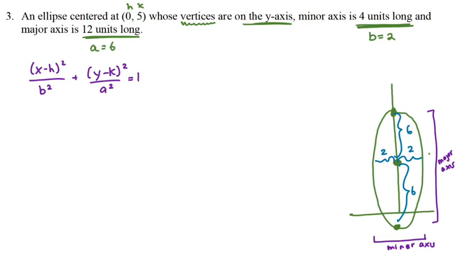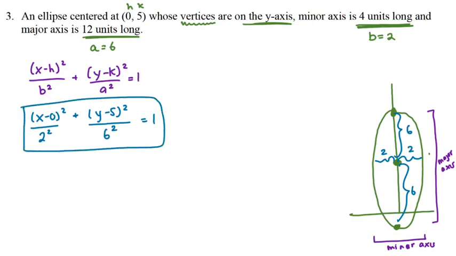Now we fill in what we know. I know that the center is (0, 5). So this is (x minus 0) squared, (y minus 5) squared. And then we fill in the rest. So the minor axis was 4 units long. That meant that b is 2. The major axis is 12 units long. That means that a is 6. It's just half those lengths.